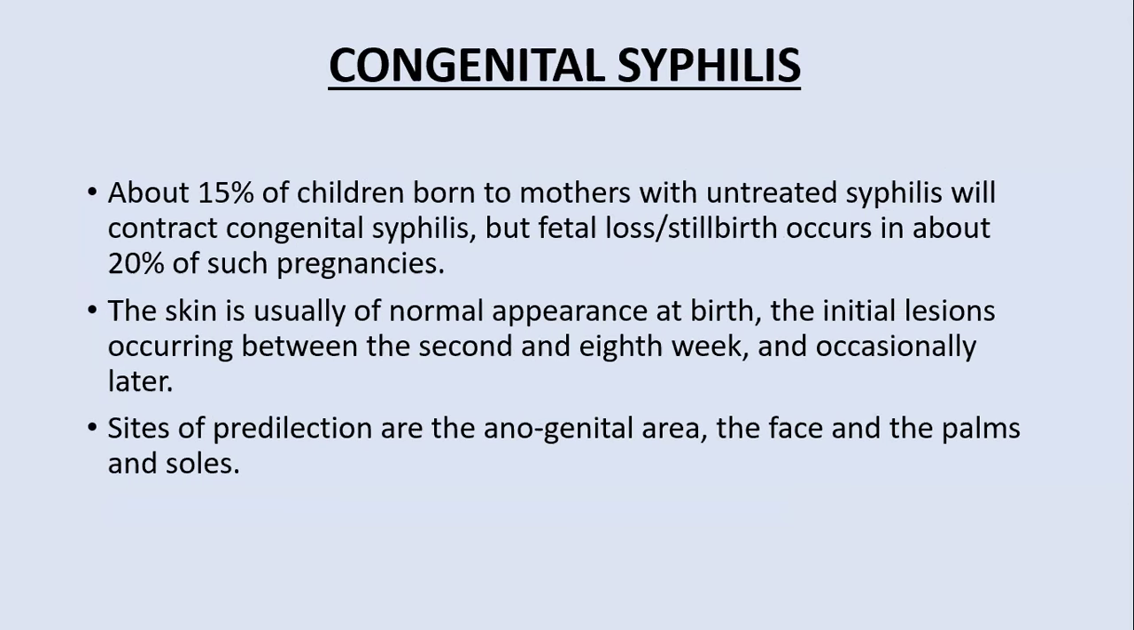The next disease to consider is congenital syphilis. 15% of children born to mothers with untreated syphilis will contract congenital syphilis, but fetal loss or stillbirth occurs in 20% of the pregnancies. Skin is normal at birth. Initial lesions appear at 6 to 8 weeks postnatal, occasionally later. Sites of predilection are non-genital sites, face and palms and soles.